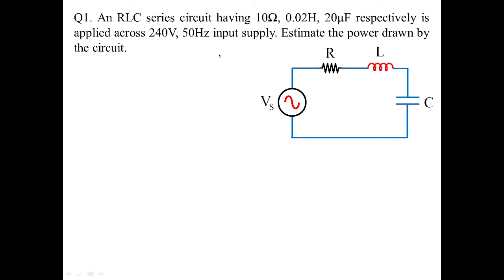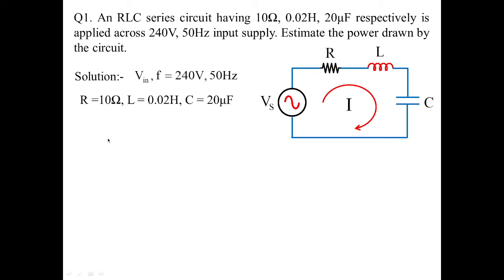So first take the data as it is. You have input voltage as 240 and 50 hertz. Then a current is assumed to flow. The parameters of the RLC series circuit are given as 10 ohms, 0.02 henries and 20 microfarads. Now XL, which is known as the inductive reactance, is given by 2 pi FL. Just substitute the value of F as 50, L as 0.02. We are going to obtain the inductive reactance as 6.28 ohms.